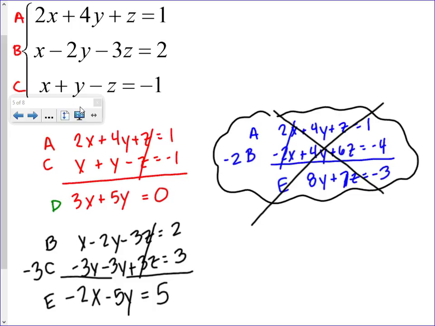again. So now we're to that point where we can take D and E and we want to eliminate a variable. What variable are we going to eliminate in this two variable system? Y. Y is ready to go. So I don't have to multiply D or E by anything. So over here I'm going to stack D and E on top of each other. 3x plus 5y equals 0.